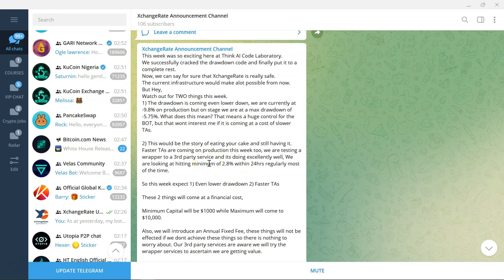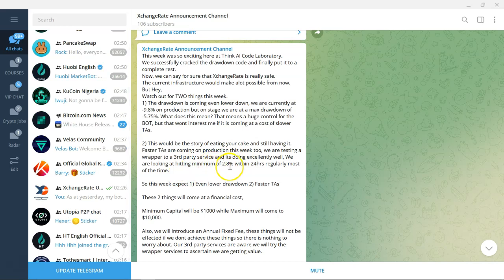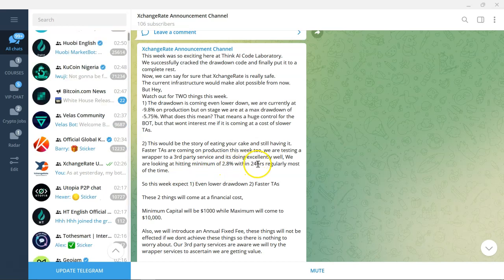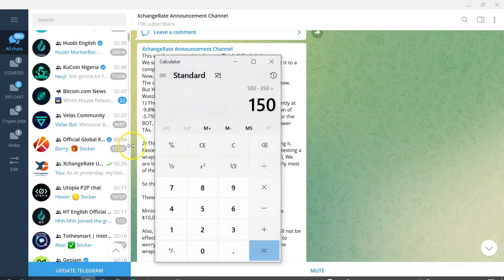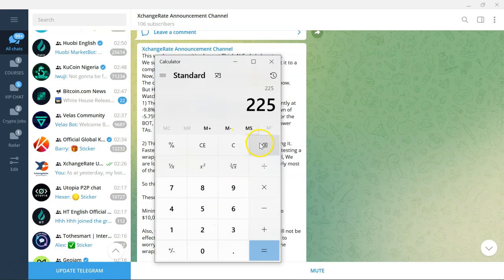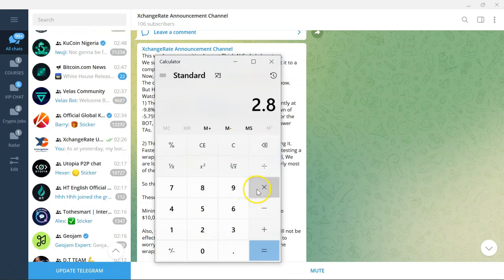So now we are testing a wrapper to a third-party service and it's doing excellently well. We are looking at hitting a minimum of 2.8% within 24 hours regularly, most of the time. If you're making 2.8% profit per day, the implication is that you're going to be making 2.8 multiplied by 30 in 30 days. You should be having at least, let's say, 70% return on investment.